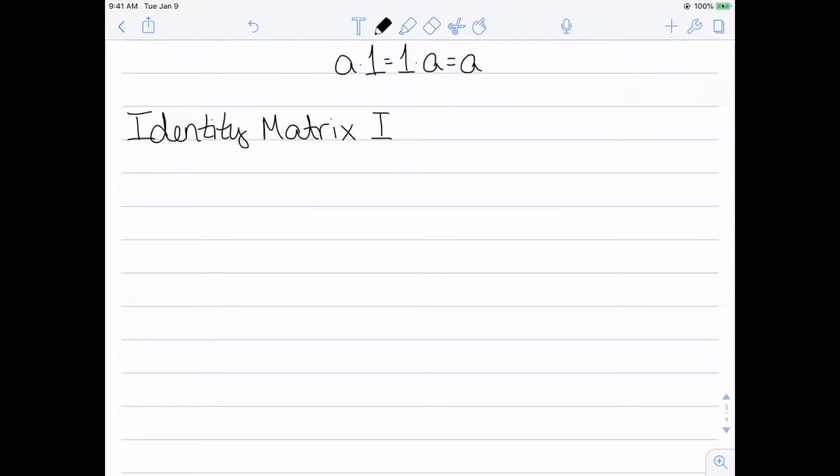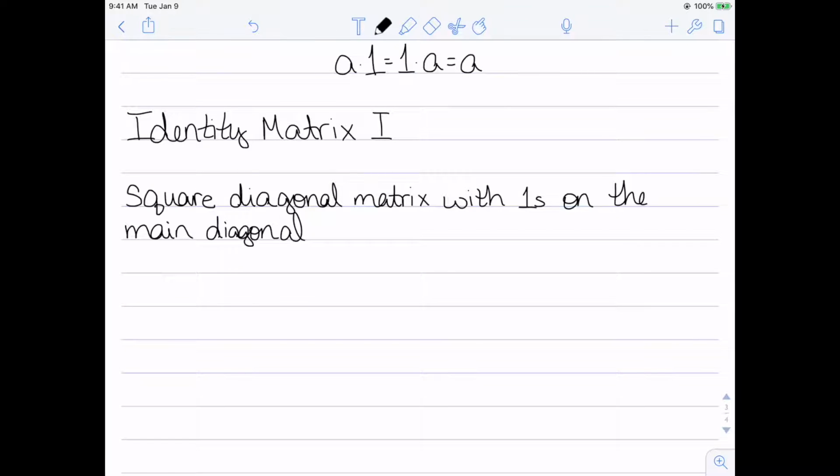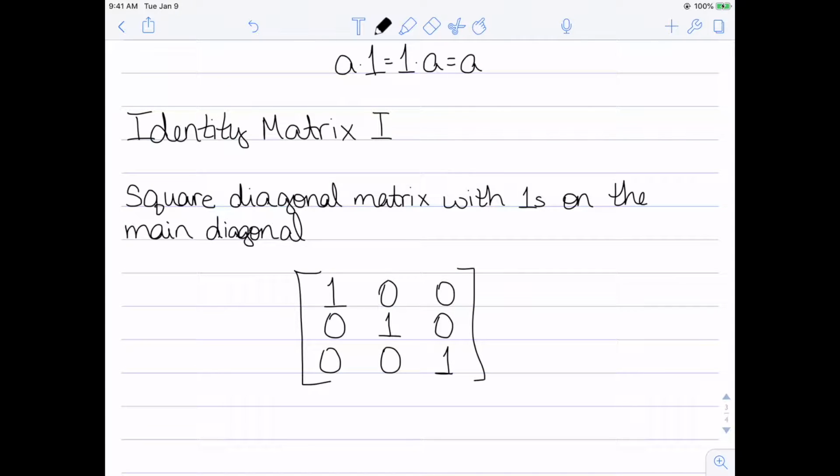This idea is known as the identity matrix and is denoted by a capital I. The identity matrix is just a square diagonal matrix with ones on the main diagonal. And as a reminder, diagonal matrix means that everything that's not on that main diagonal has to be a 0. Here's an example of the 3 by 3 identity matrix. We have ones on the main diagonal and zeros everywhere else.